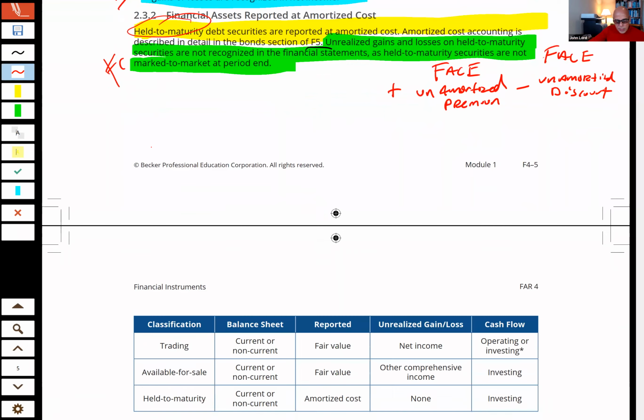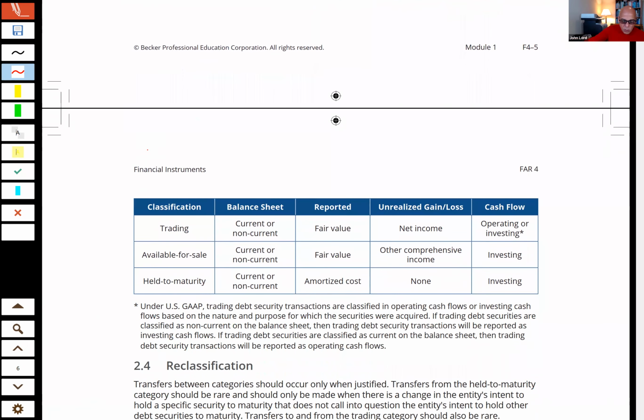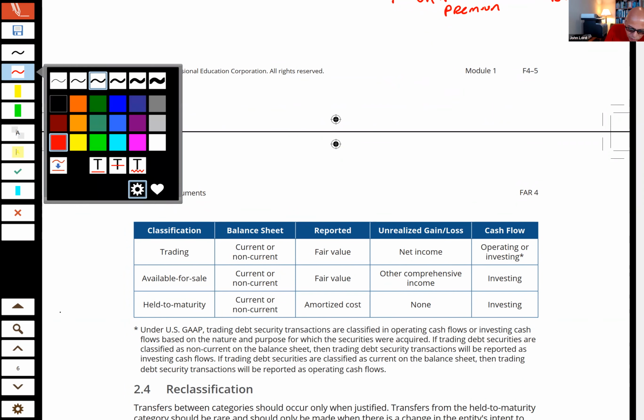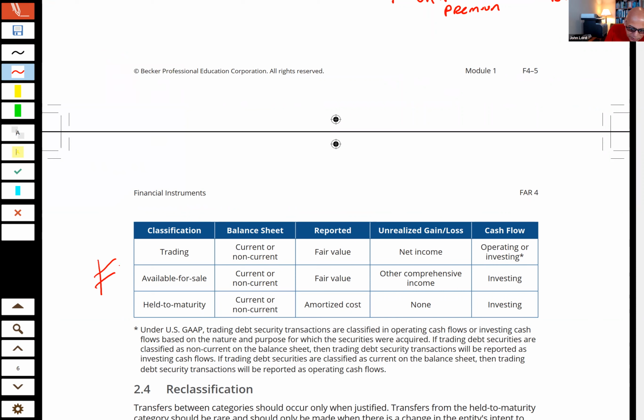Okay, now we looked at some of those things, right here, as to how to treat the securities, whether current or non-current, etc. But I think I didn't ask you to flashcard in those other places because I think it's fine to flashcard it right here with this table.